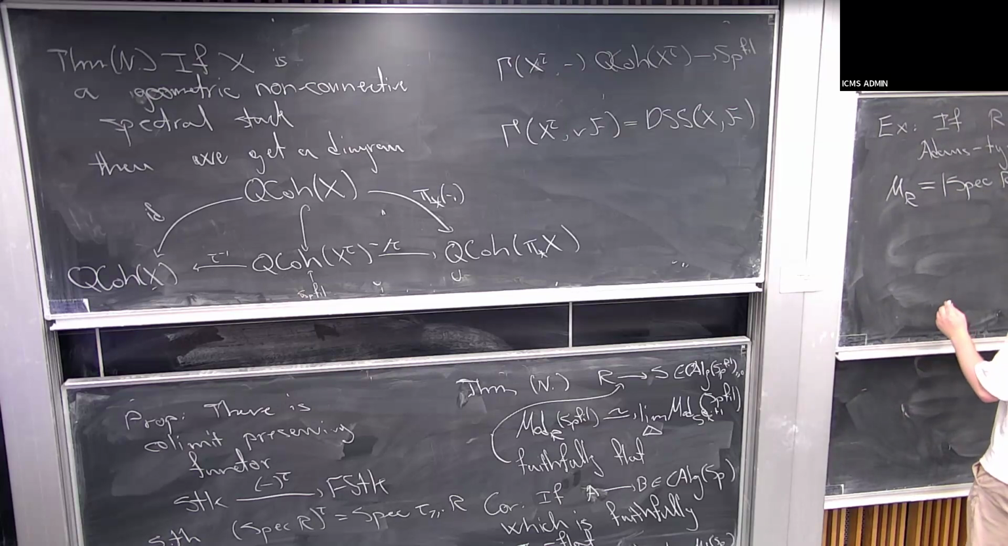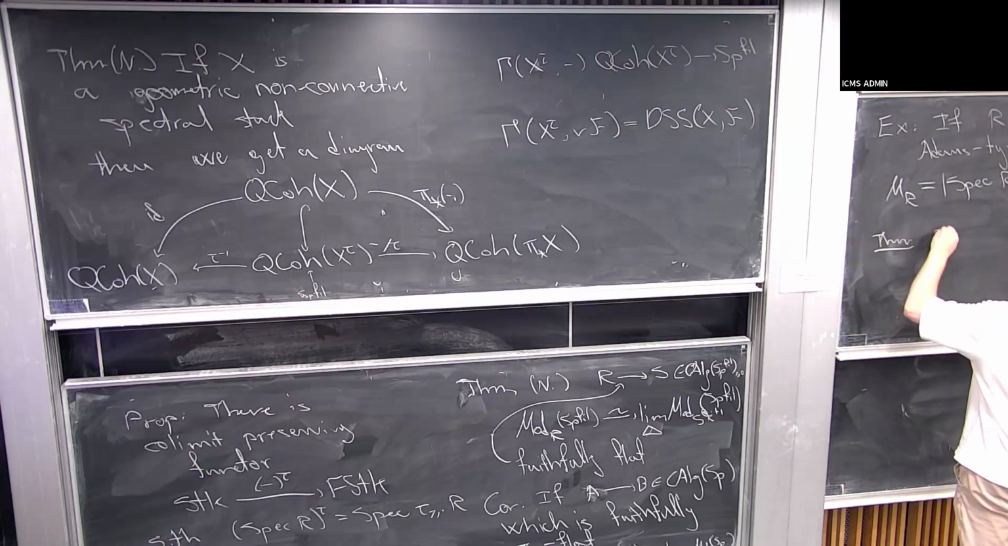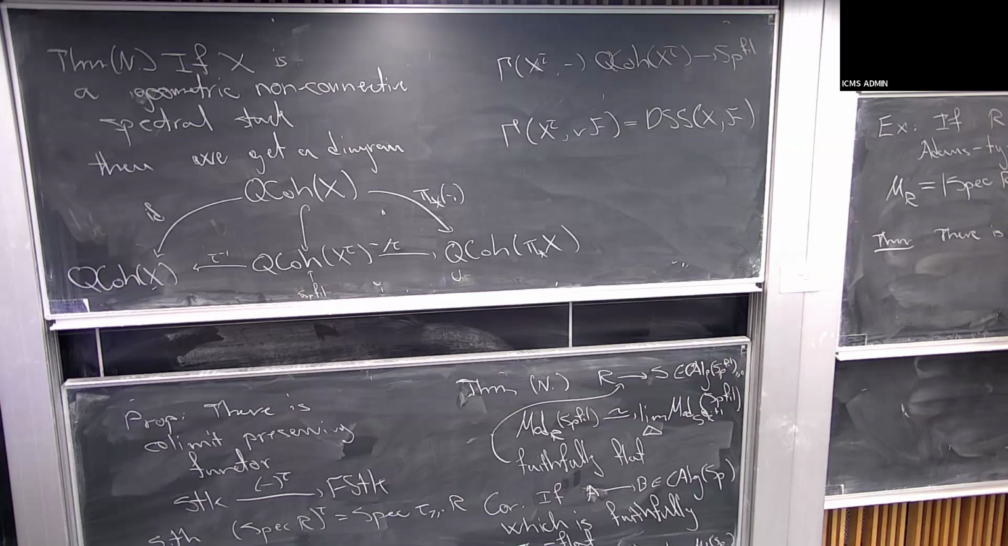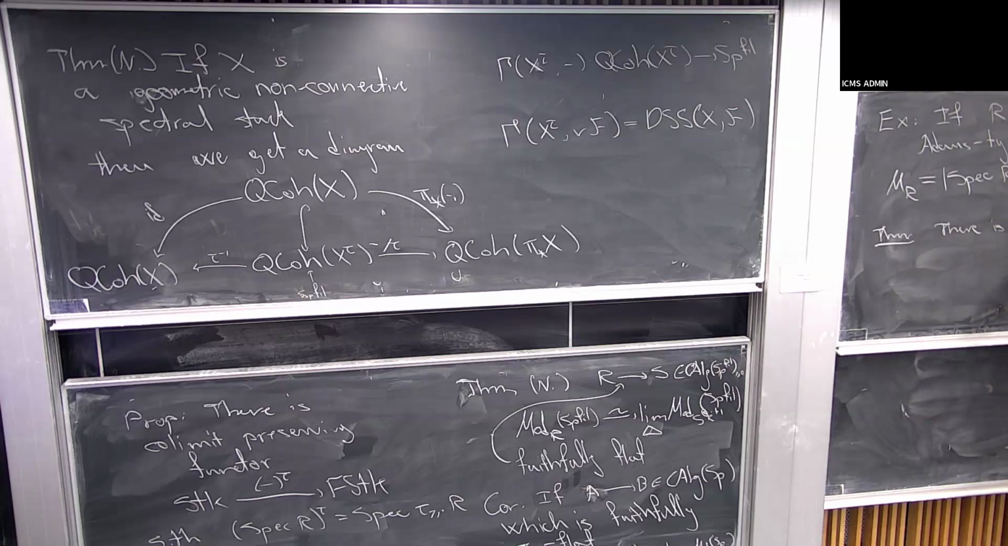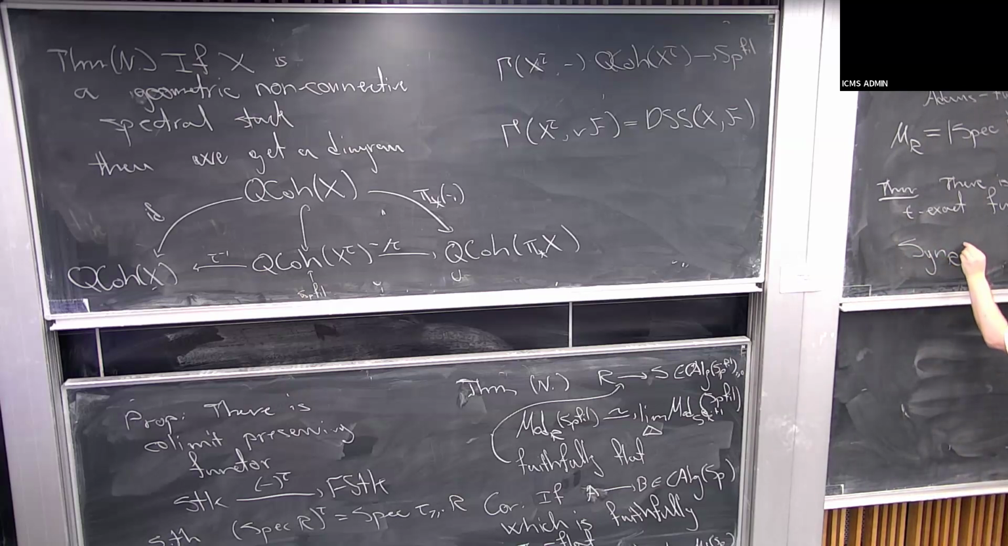And at least for me, I want at some point to come up with some stack whose filtered quasi-coherent sheaves is synthetic spectra. And this is so far my best guess. I mean, at least it has the right descent spectral sequence. So theorem, there is a lax symmetric monoidal t-exact functor from R-based synthetic spectra into QCoh on M_R tau.